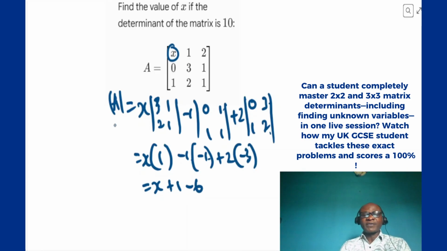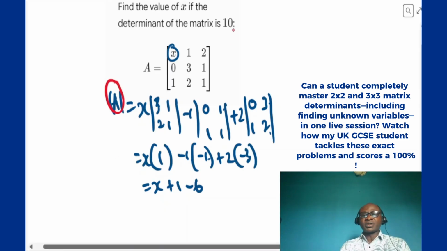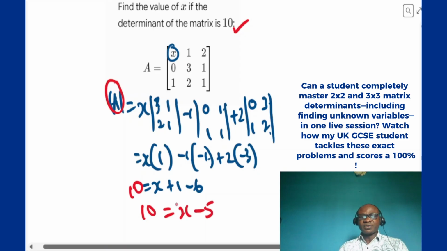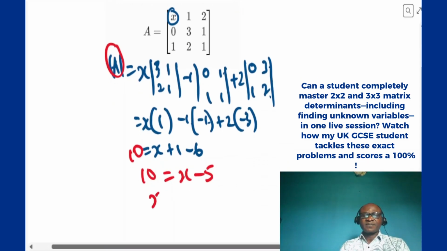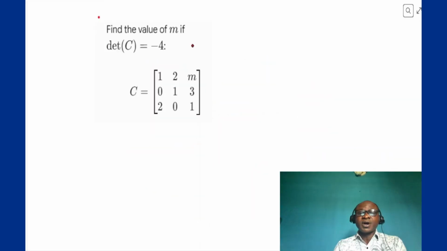But remember, all of them will be equal to the determinant here, which is what? 10. 10, isn't it? Yes, sir. So beautiful. So moving forward, we now have that 10 is equal to x minus 5. Is it true? Yes, sir. And your answer is out. So the value of x is 15. Agreed? Yes, sir. x is equal to 15.